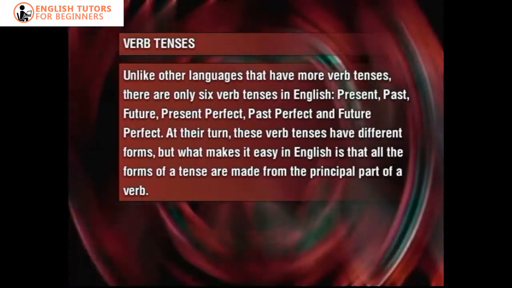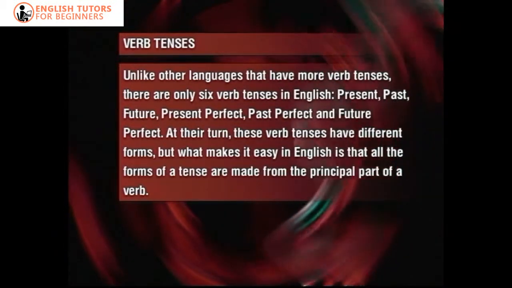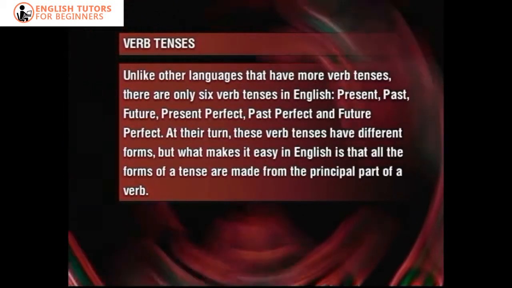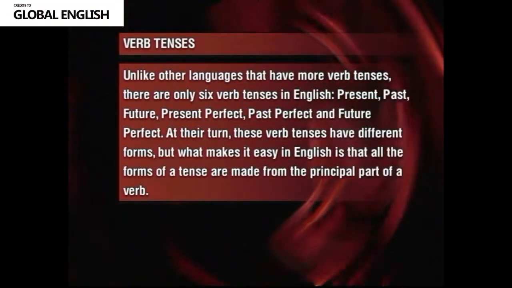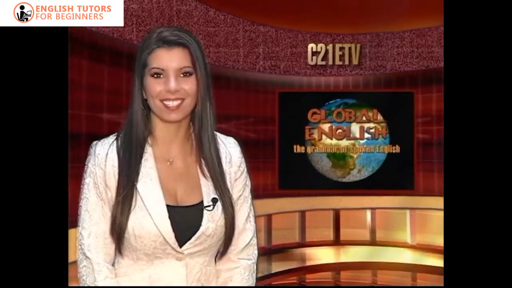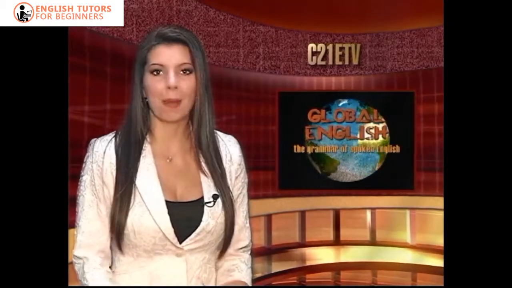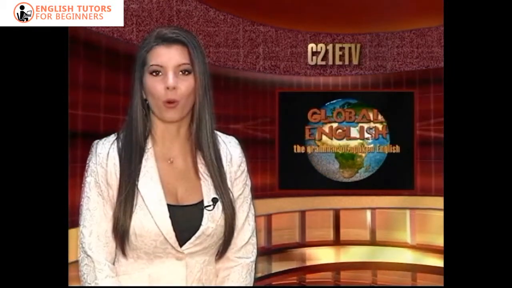In turn, these verb tenses have different forms. But what makes it easy in English is that all the forms of a tense are made from the principal parts of a verb. You know that regular verbs form the simple past and the past participle by adding the particle -ed to their bare form. But there are many irregular verbs that do not follow the -ed pattern. There are some patterns among them, but we cannot use them as rules. The irregular verbs are mostly unpredictable. The only way to know them is to memorize them.